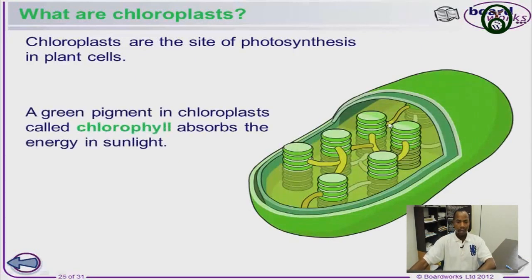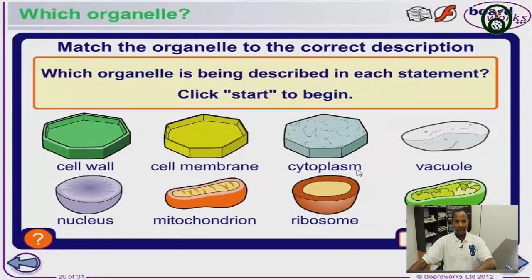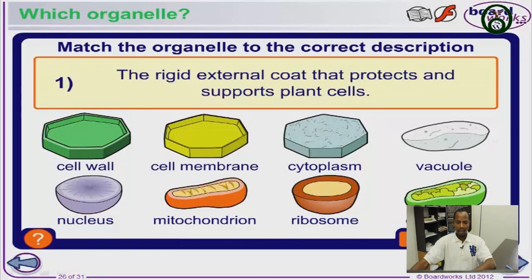Those are how they look, and they contain the green pigment called chlorophyll, which helps to absorb the sunlight energy for photosynthesis to take place. This energy is used to convert carbon dioxide and water into glucose and oxygen. Okay, so that's photosynthesis. Now let's take a look at this activity and see the functions of each of these that we've mentioned, both plants and animals.